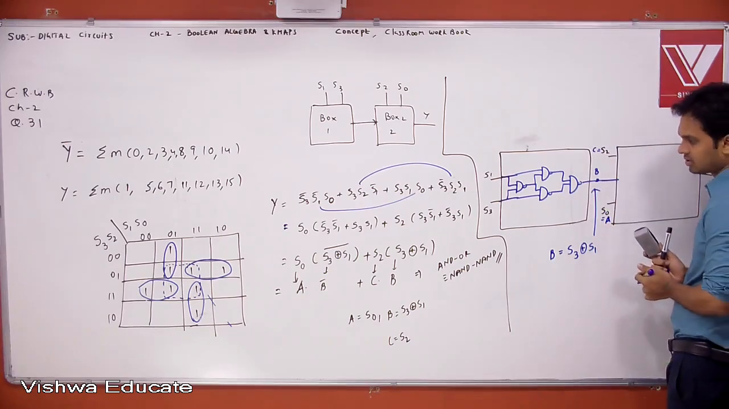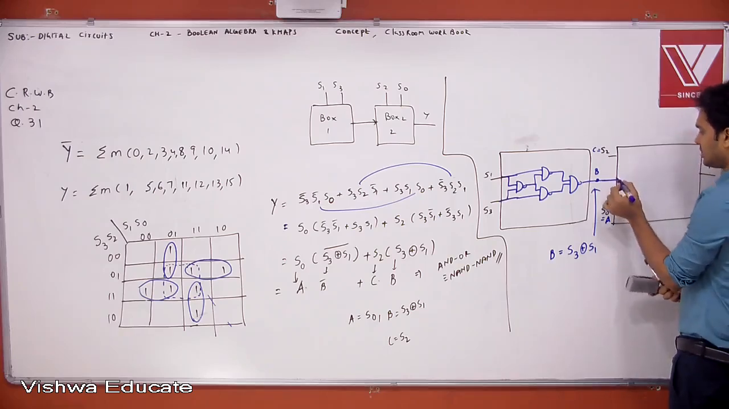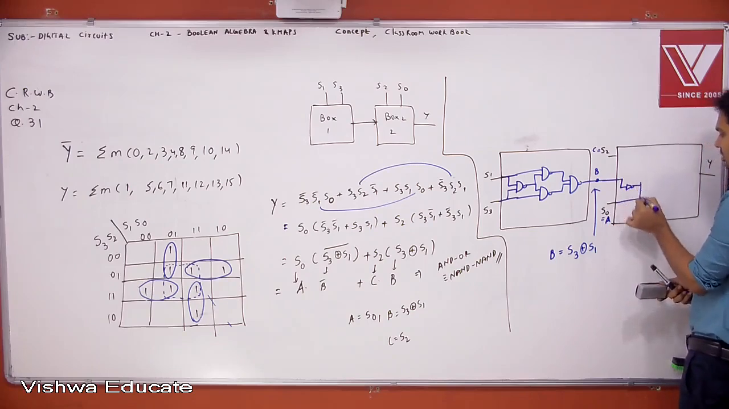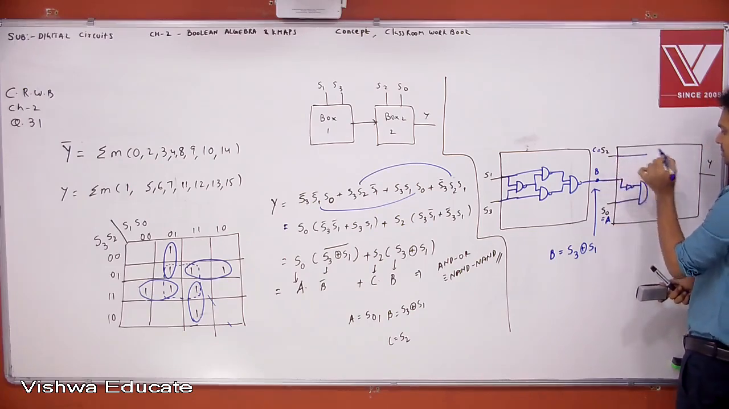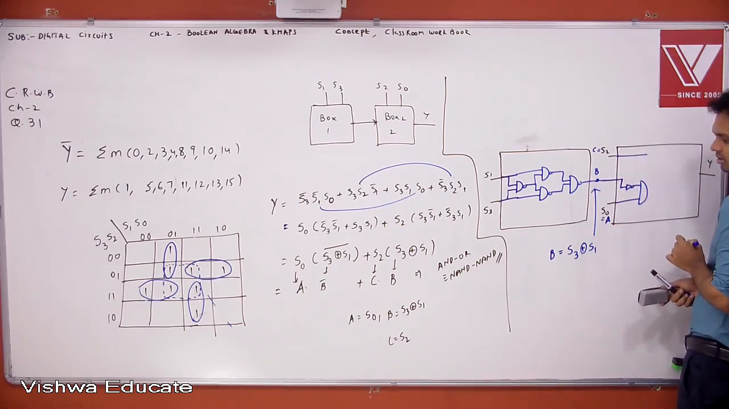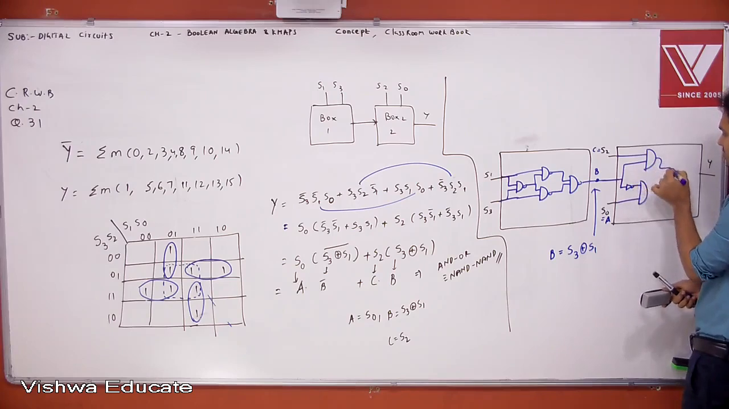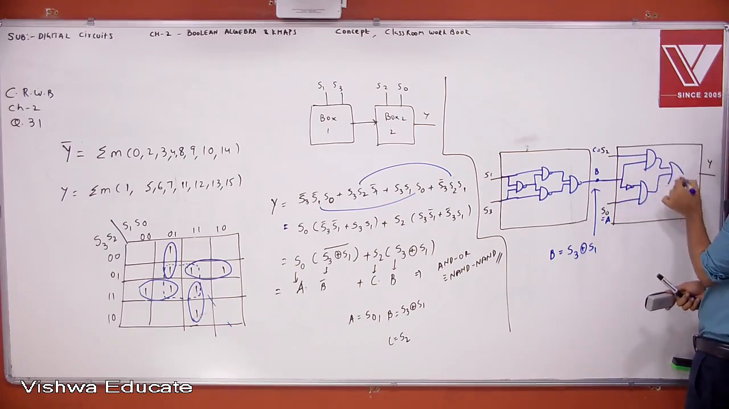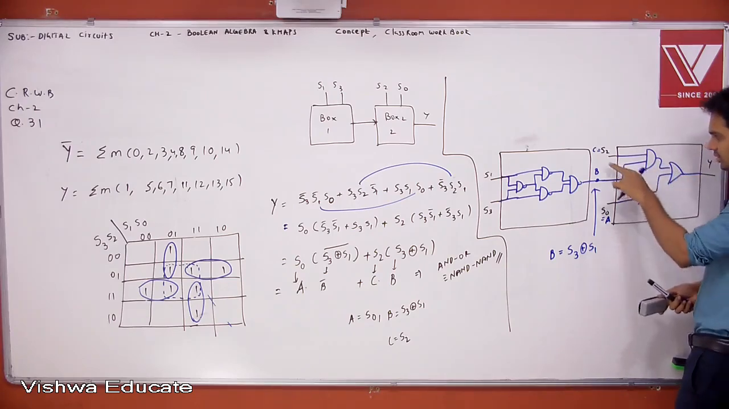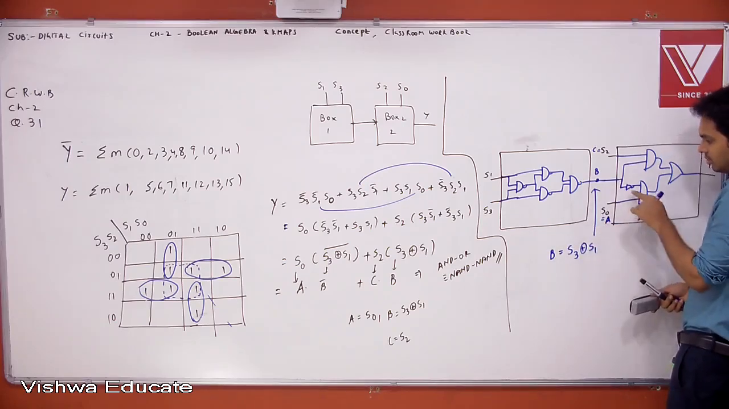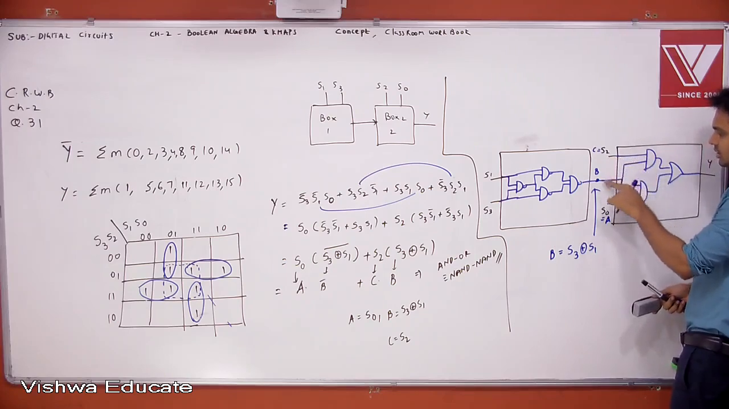So what is your function? A into B bar plus C into B. See here, bar means take one inverter. Plus means take OR gate. So this is the original function. Yes or no? A into B bar plus C into B.